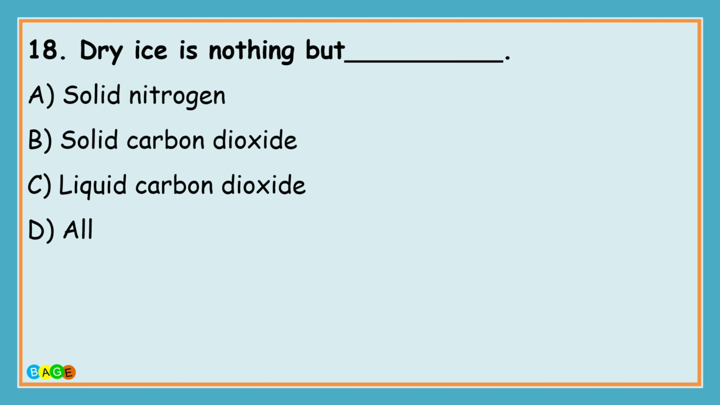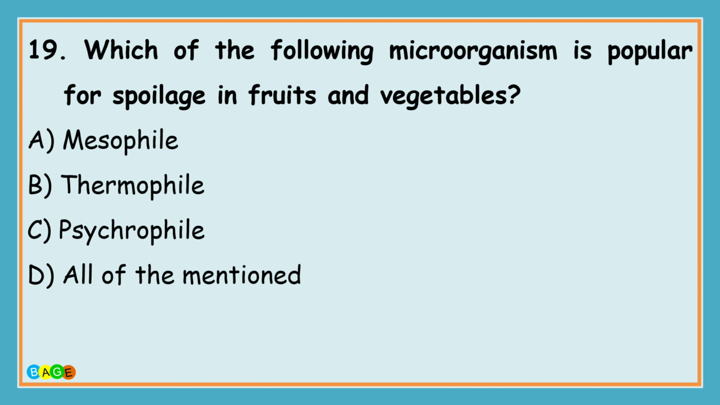Conduction. Question number 18 is dry ice is nothing but dash dash dash, and the options are A solid nitrogen, B solid carbon dioxide, C liquid carbon dioxide, and D all. And the correct answer is solid carbon dioxide. Question number 19 is which of the following microorganism is popular for spoilage in fruits and vegetables? And the options are A mesophile, B thermophile, C psychrophile, and D all of the mentioned. And the correct answer is option D.